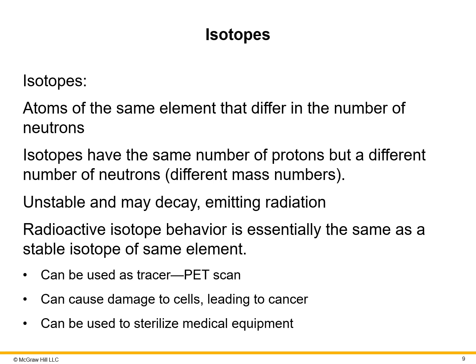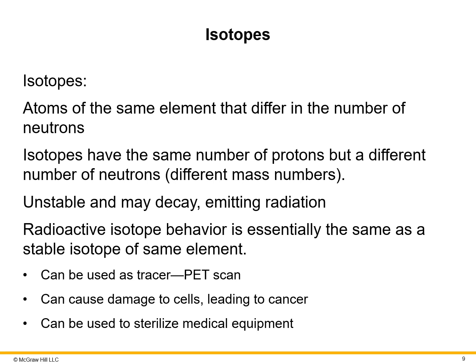I do want to go over the isotopes. So these are atoms of the same element that differ in the number of neutrons. This used to confuse me, but isotopes have the same number of protons but a different number of neutrons. So they're going to have different mass numbers. Sometimes they're unstable, they might decay and emit radiation. Now, radioactive isotope, that might be a word that you've heard before. Their behavior is essentially the same as a stable isotope of the same element. So you can kind of think of an isotope as a copy of another element, but slightly different. So not a twin, but very close.